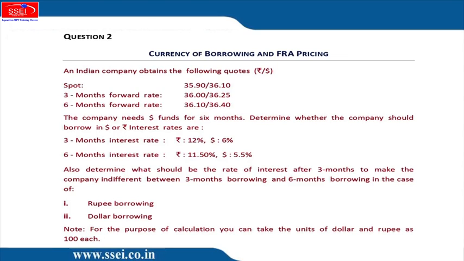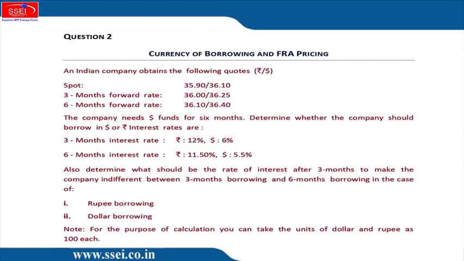So the second part is FRA pricing. The first part is we have to borrow dollars for 6 months. So which currency should we borrow? Should we borrow in rupee or in dollars? Towards the end, it's given: for the purpose of calculation, you can take the units of dollar and rupee as 100 each. Very good. So that means they have given us the amount to be borrowed. How much? $100.